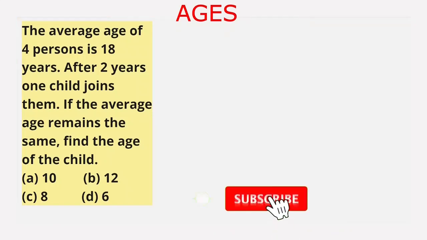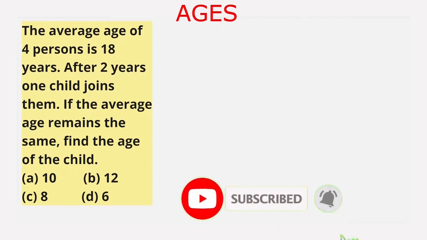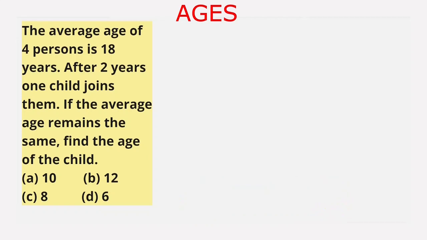We can solve this question orally. It's a very easy question. The average age of 4 persons is 18 years. It means the total age of 4 persons is 18 times 4, which is 72. After 2 years, one child joins them. So they become now 5 persons. And average age remains the same. It means the total age of 4 persons plus one child is 90 years.